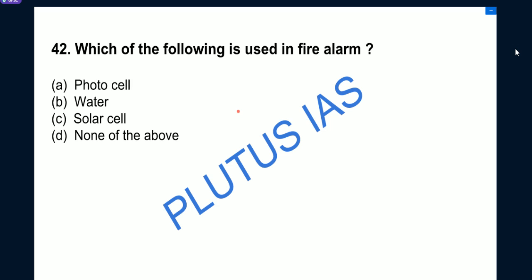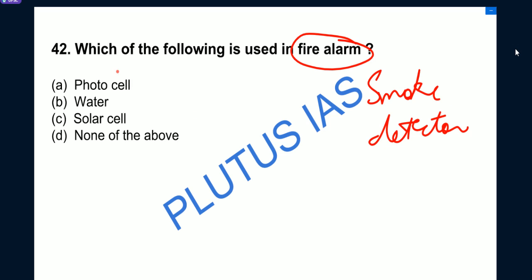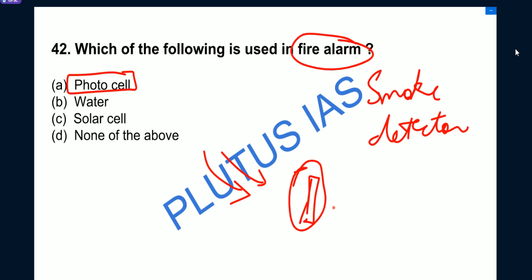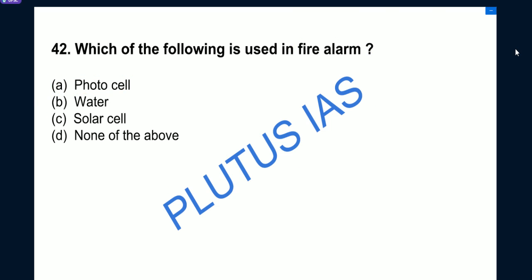Next question. Which of the following is used in a fire alarm? A fire alarm uses a smoke detector, and in this smoke detector, photocells are used. When smoke passes into the chamber, it causes the light from the source to be scattered and fall on the photocell, which initiates the alarm. So the answer is A, photocell.